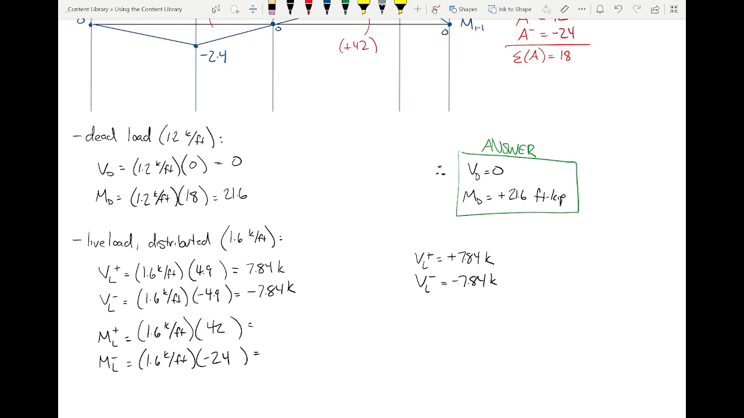I'm going to erase these circles real quick because I'm going to do something with them here in a second. Does this make sense? Everybody good? Okay. So what are we getting for ML positive? 67.2. ML negative? Negative 38.4.